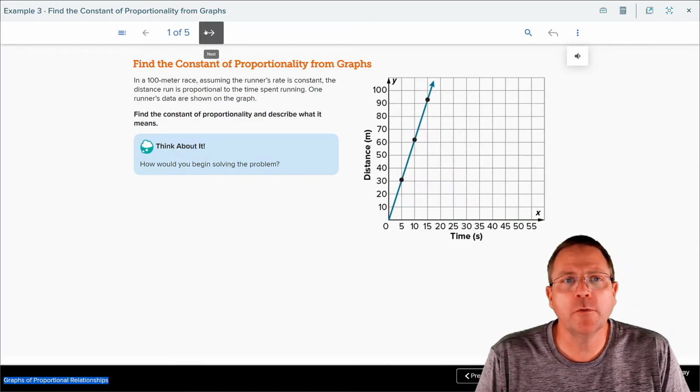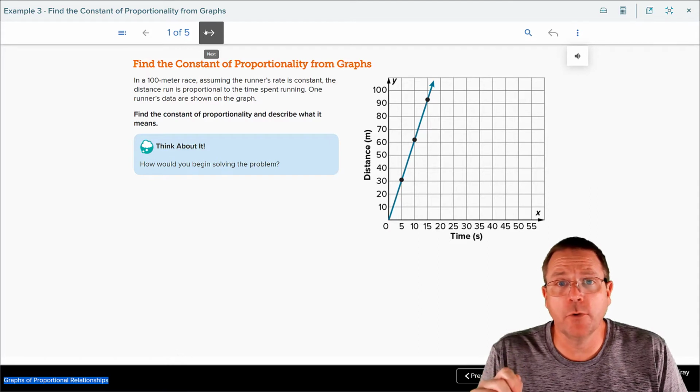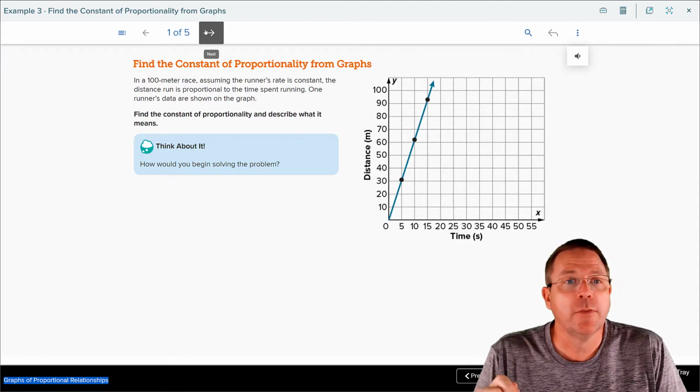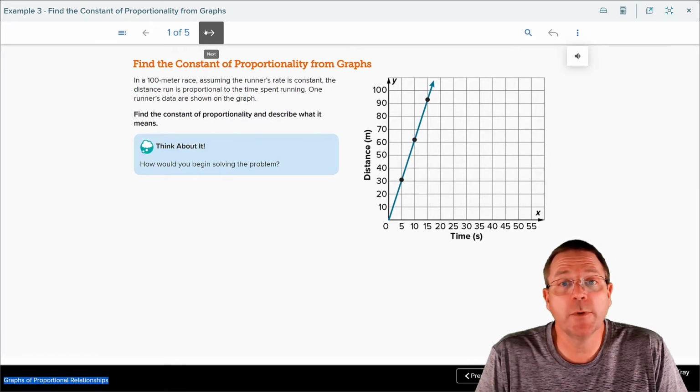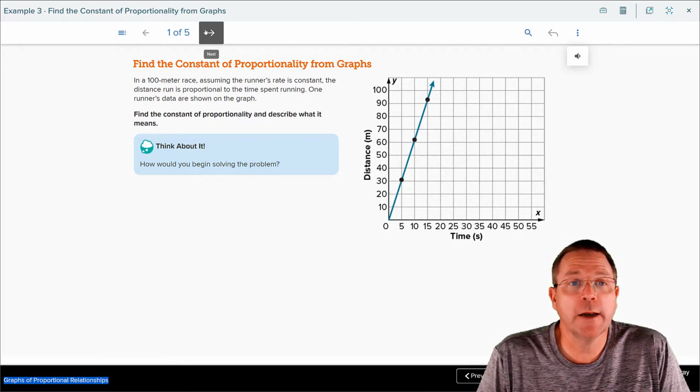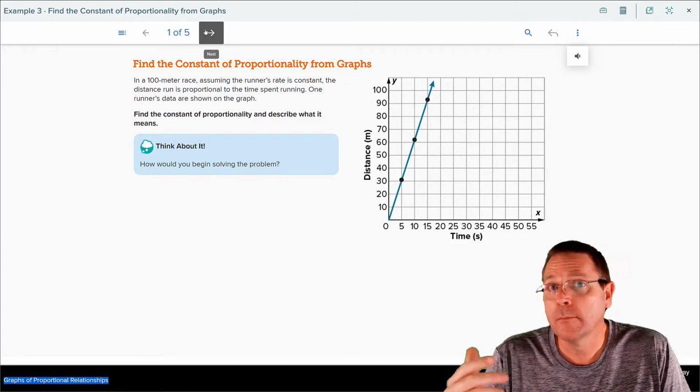In a 100-meter race, assuming the runner's rate is constant, the distance run is going to be proportional to the time spent running. One runner's data is shown on the graph. Find the constant of proportionality. Describe what it means. Think about this. How should you begin solving the problem?